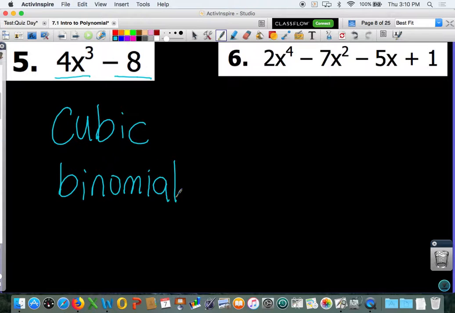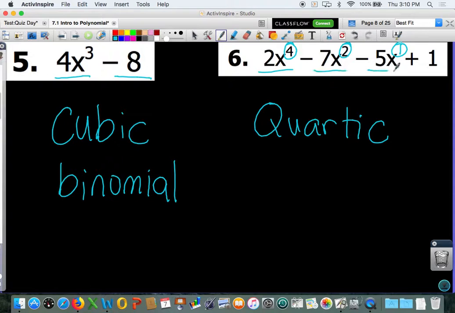6 is going to be a lot bigger because I have to pay attention. Is it in the standard form? Is it in correct order? I'm going to double check. Well, it is in standard form, so I can trust this first number is the highest one. So it is a quartic. Now there are 1, 2, 3, 4 terms. Since there are 4 terms, it is now a polynomial.